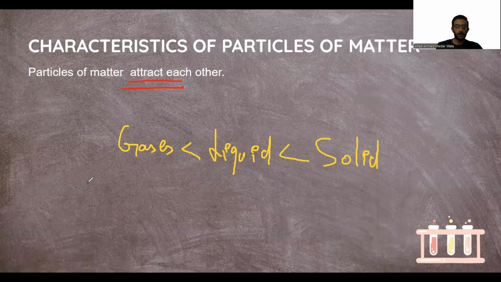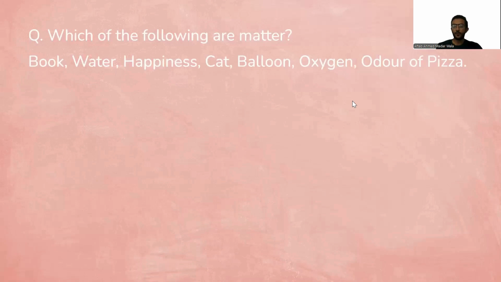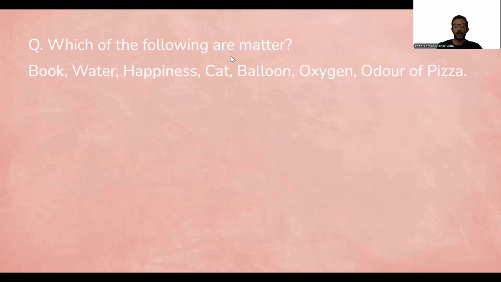Okay. Now, moving ahead, we have some questions based on what we have learned so far. The first question is, which of the following are matter? Now, before we answer this, let's try to recall the definition of matter. Matter is anything which has mass and occupies space. That means it has some amount of volume.